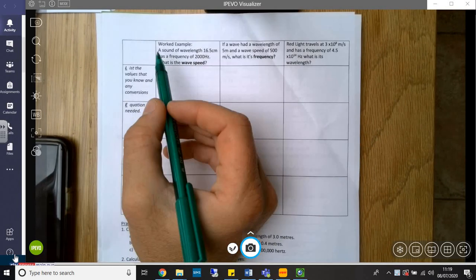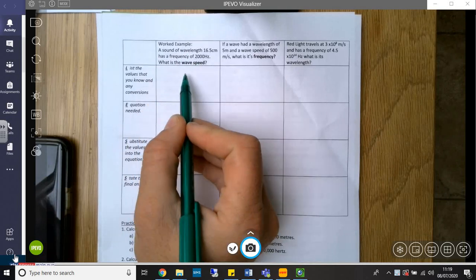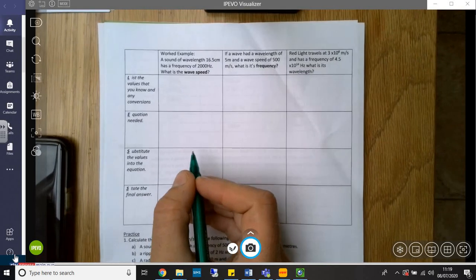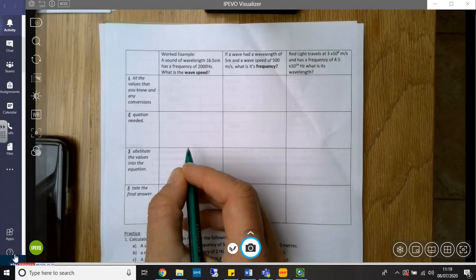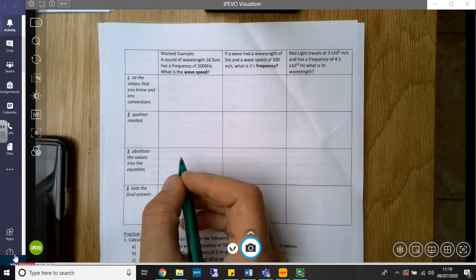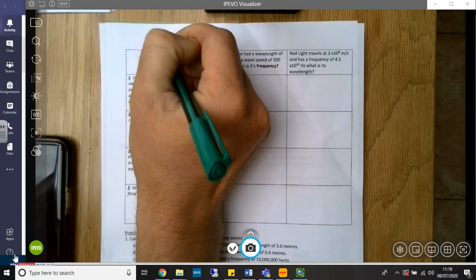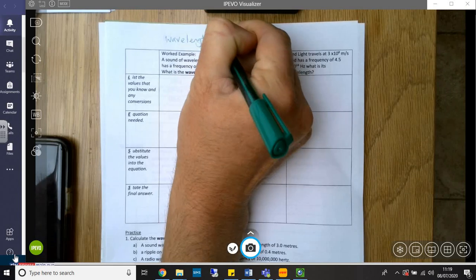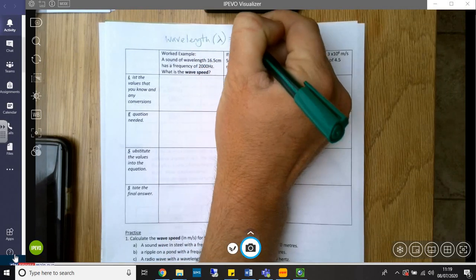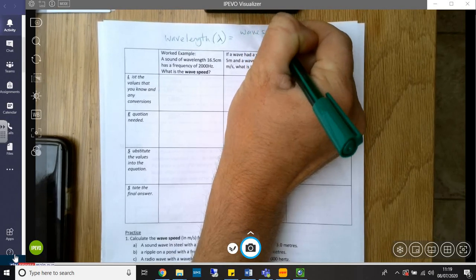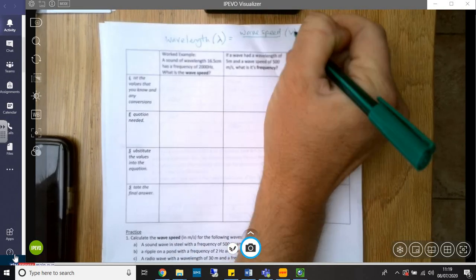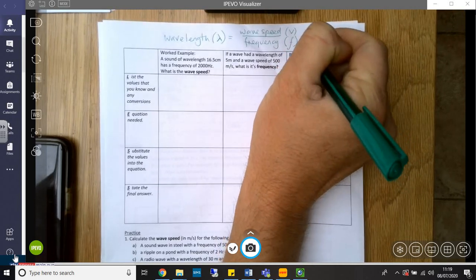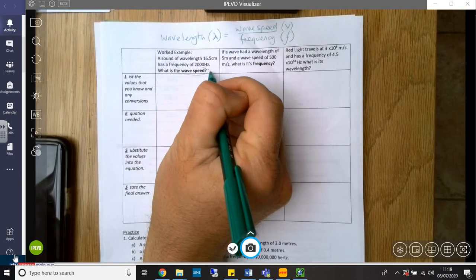So here we've got a question asking us about calculating wave speed. First of all, I'm going to write down my equation at the top for wave speed, wavelength and wave frequency, so I can remember what I'm looking for. So I've got wavelength, which is my lambda, equals wave speed, which is v, over frequency, which is my f. I'm just going to concentrate on wave speed at the moment, which is my v.